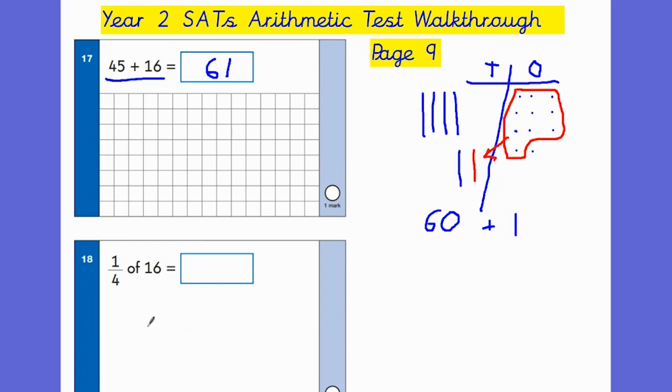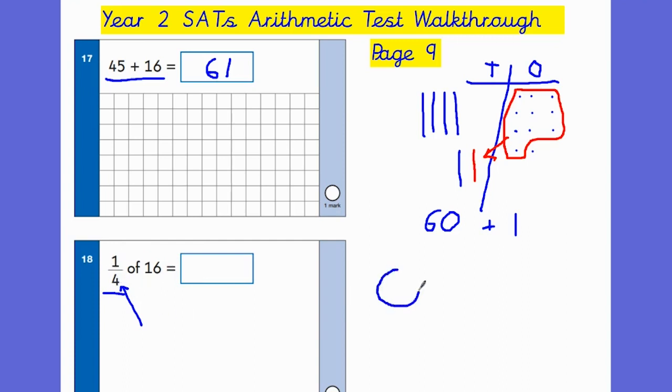Okay, so on to our next question, 18. A fractions of amount question, another fraction of amount question, right? So, a quarter of 16. Now, what we teach the children is that number there, the denominator, is telling us how many groups I want to share the 16 into. So, it's like we've got 16 sweets and we're sharing it between 4 friends. That's what finding a quarter means.